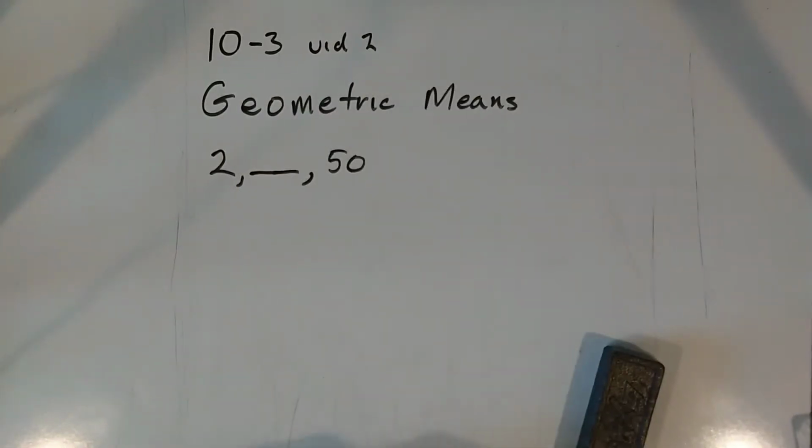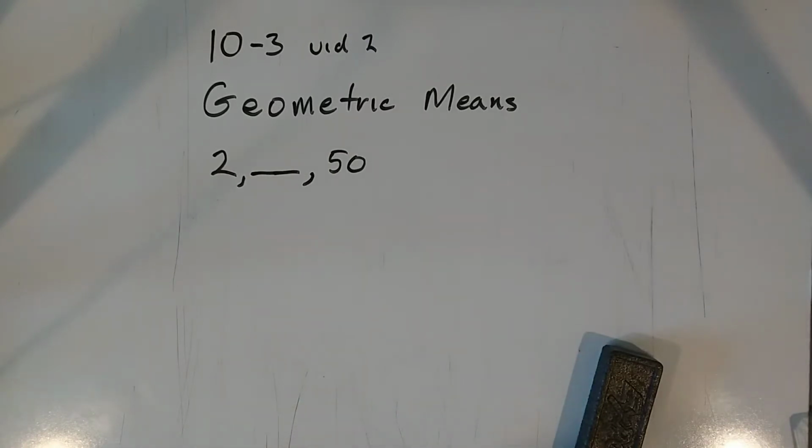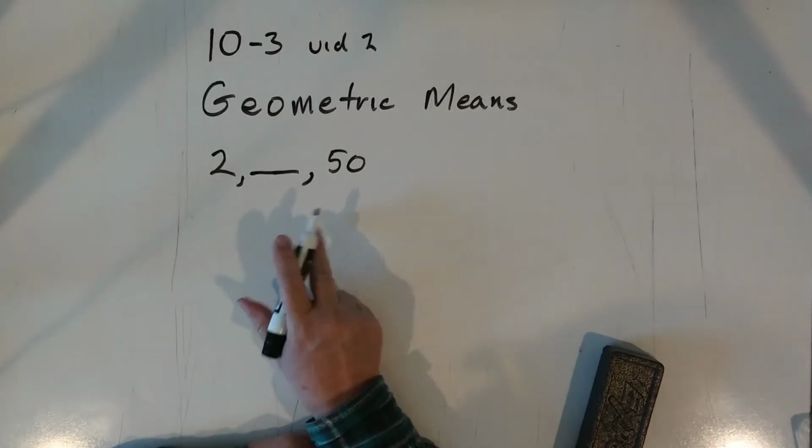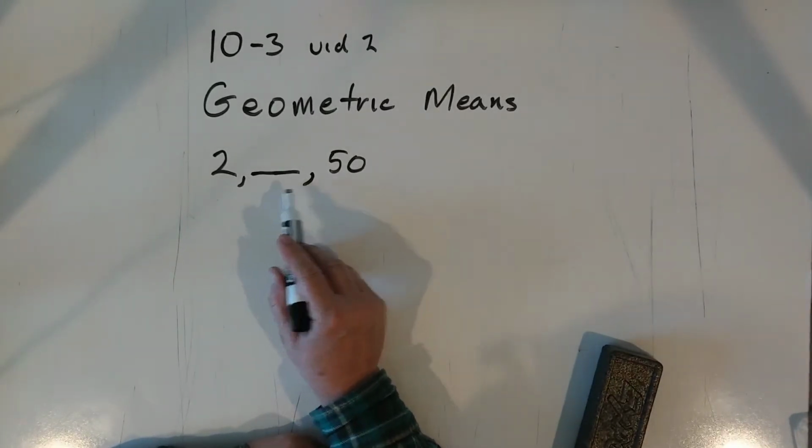We're now ready to begin video 2 of lesson 3 in chapter 10, finding the geometric means. Let's take a look at just having one mean in between two numbers.